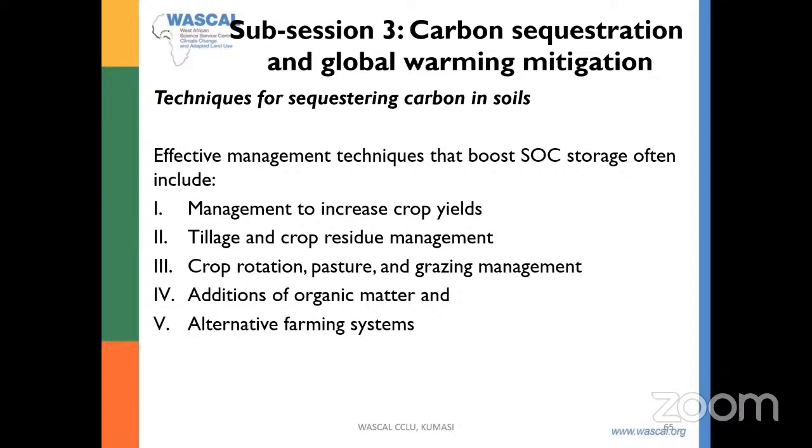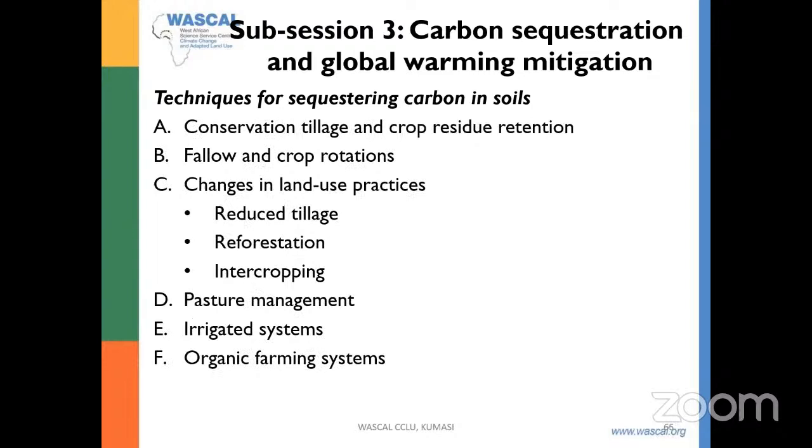And also adopting alternative farming systems like agroforestry, and there are a lot of them. Yesterday, I referred to the second section, where we were introduced to some of them as well. And some of the other techniques, specifically for carbon sequestration in soil, is conservation tillage, where we reduce the turning of the soil and improve crop residual retention.